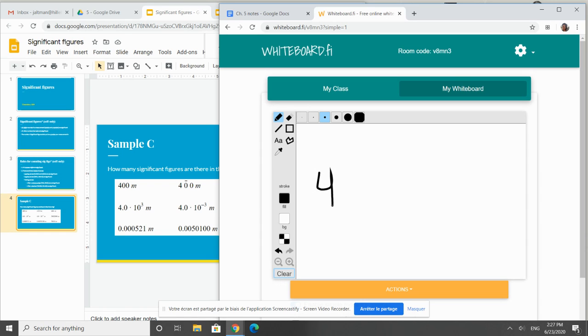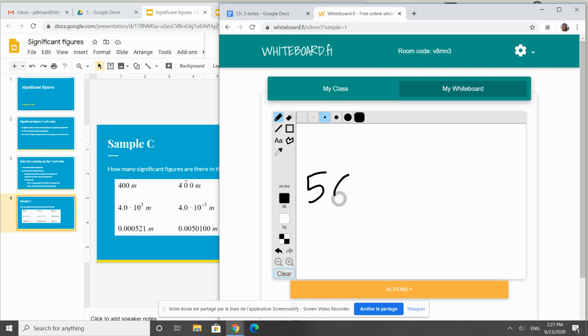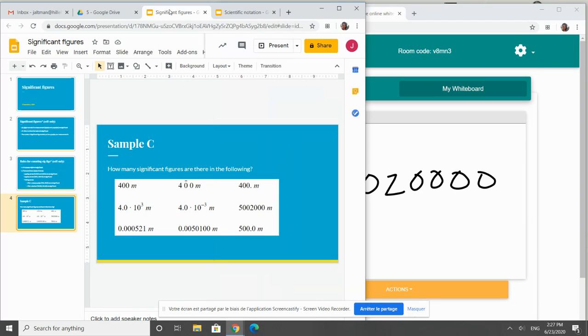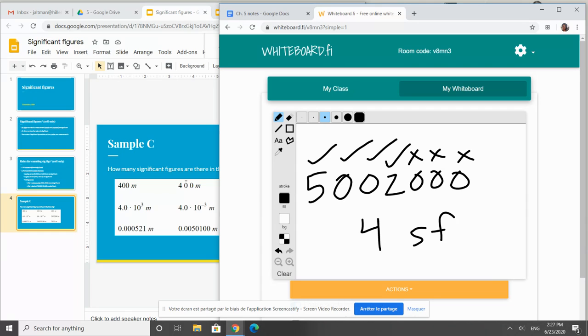For the next one, 4.0 times 10 to the negative third. Same thing. It's in scientific notation, so everything is significant. Oh, I accidentally gave it an extra 0. All right. So my 5 and my 2 are both significant. The zeros in between them are captive, so they are significant. And then these are trailing after a whole number, so they're not. So that has 4 significant figures.